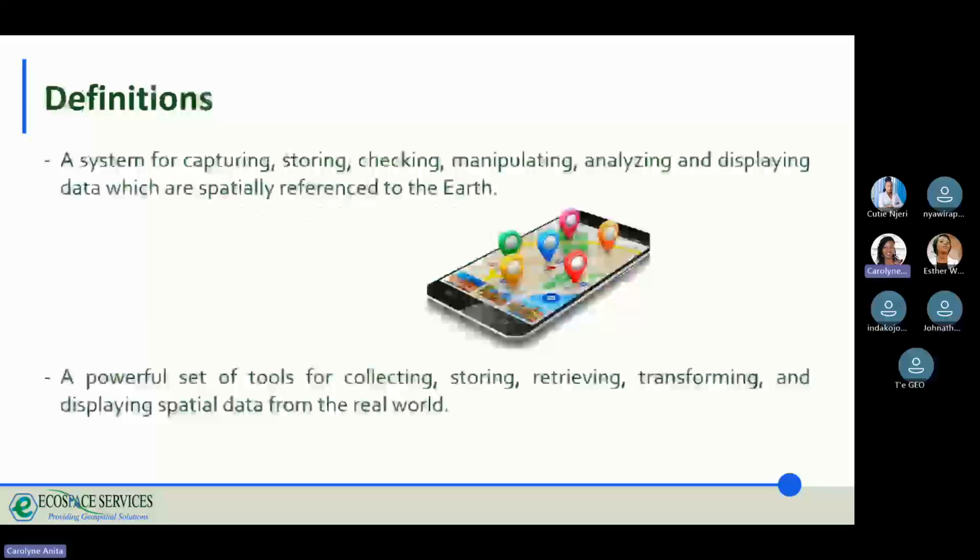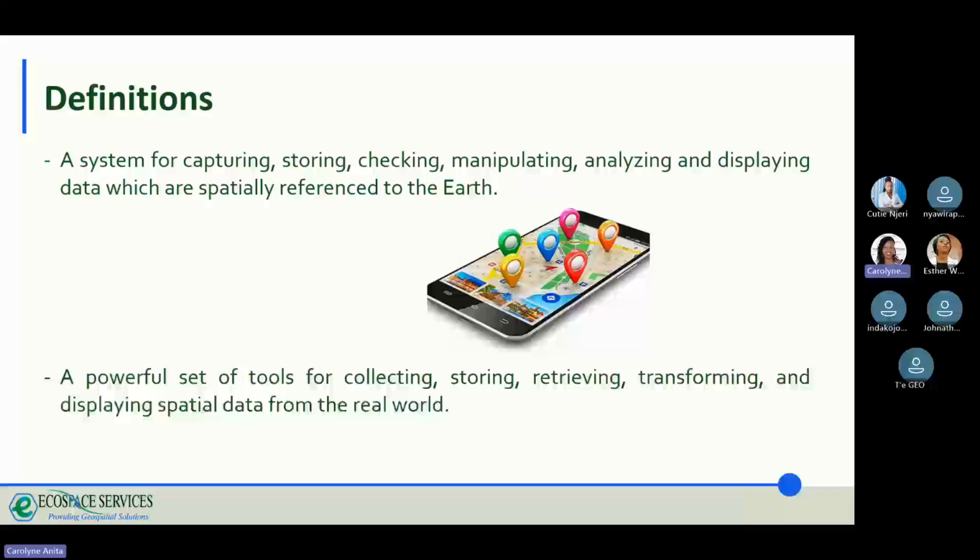So the definitions of GIS. GIS can be defined as a system for capturing, storing, checking, manipulating, analyzing, and displaying data which are spatially referenced to the Earth. So what this simply means is that GIS is used to store your data after capturing it from, let's say, the ground. You go to a field, you collect your data, you store it, you check it for errors, you manipulate it in a way that you can use it for other processes. You analyze it by looking at aspects such as correlation, dependency, and you also display it in a visual format that can be easy to understand for a non-technical audience.